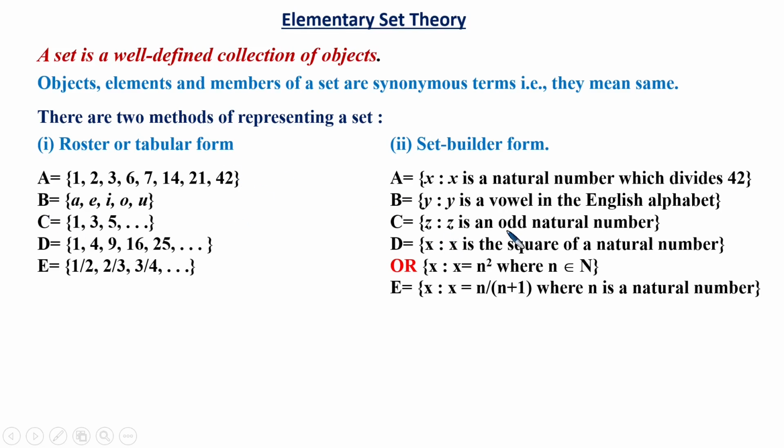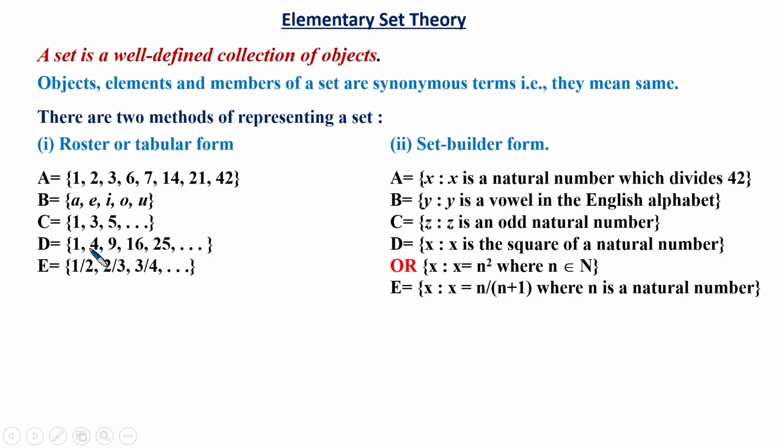And set B is Y. These Y are the elements such that Y is a vowel in the English alphabet. And here set C, I can write set C are elements Z. So there will be many elements. Z is a variable such that Z is an odd natural number. So all odd natural numbers will form this set C. And this means it is an infinite set. These are two finite sets.